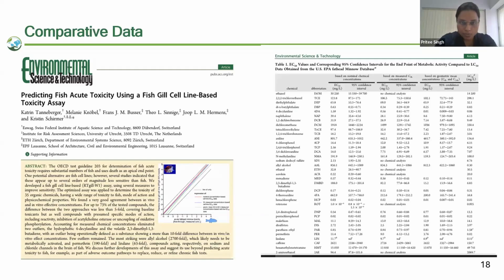35 organic chemicals were used, out of which 73% had data with a difference of five-fold between in vitro and in vivo studies. The EC50 and LC50 values differed by only five-fold. But some hydrophobic chemicals had a difference of 10-fold between in vivo and in vitro studies. Apart from that, for the RTgill-W1 cell line, they have also mentioned that allyl alcohol had a difference of 2,700-fold, which is not acceptable.